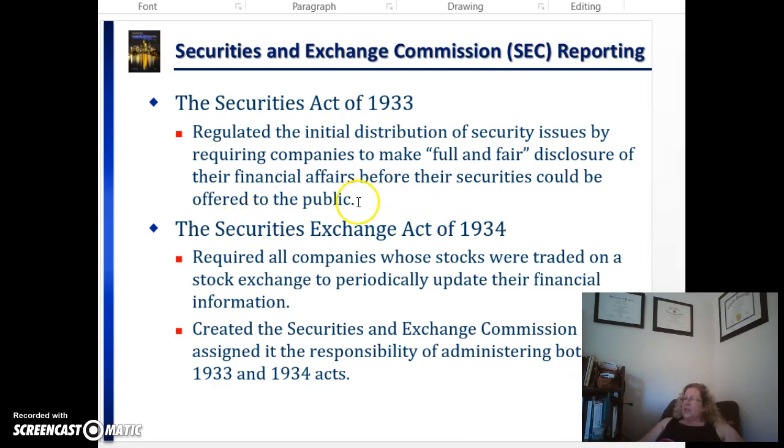The Securities Act of 1933 regulated the initial distribution of security issues by requiring companies to make full and fair disclosure of their financial affairs before their securities could be offered to the public. In 1934, the Securities Exchange Act required all companies whose stock was traded on a stock exchange to periodically update their financial information. This is why we have published annual reports today. It also created the Securities and Exchange Commission and assigned the responsibility of administering both the 1933 and the 1934 Acts to the SEC.